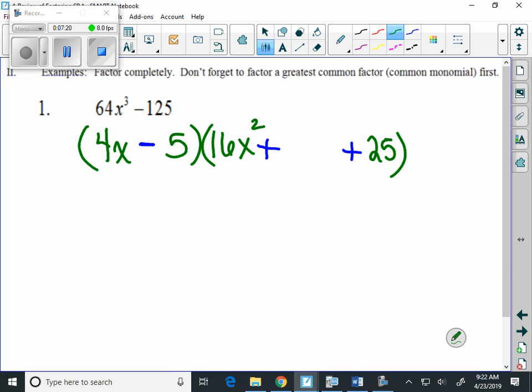And then our last step is to take the 4x that we originally found and multiply it by the 5, ignoring the signs. We already put the signs in. 4x times 5 is 20x. And we factored that cube.